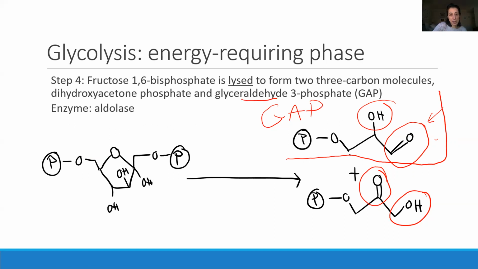So this is glyceraldehyde 3-phosphate. Notice aldehyde. Here is the aldehyde group. It's at the very end of the molecule, and it has a phosphate on it, of course, on its third position. So it is a 3-carbon long, 1, 2, 3-carbon molecule with an aldehyde group at the end and a phosphate on the other end.